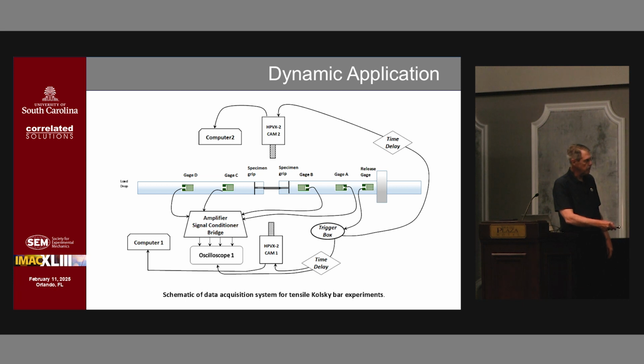The HPVX cameras are here and here. These are 2D. I won't talk about the data from this one. We used it for validation check. That's all that was used for. We used the data from the camera below with all these various devices to synchronize the image acquisition with the wave propagation. That's all that was for. So we had to know something about where the wave was so we could start taking images and not miss the wave propagation into the specimen.